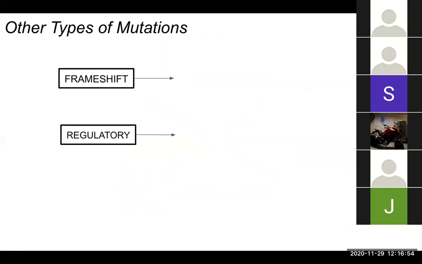All right, so other types of mutations on here, I have frame shift and regulatory. Can anybody tell me the two different types of frame shift mutations? Oh, Savannah, so you put on there, transition is a transition from one purine to another. That's a perfect way of explaining that. And then Savannah, yes, deletion and insertion.